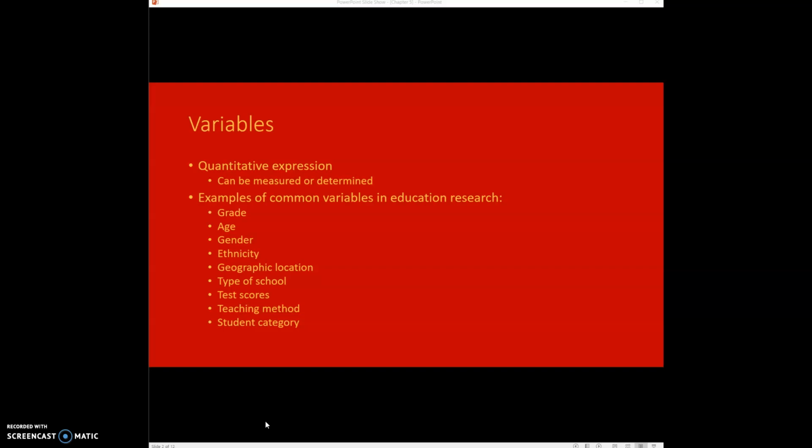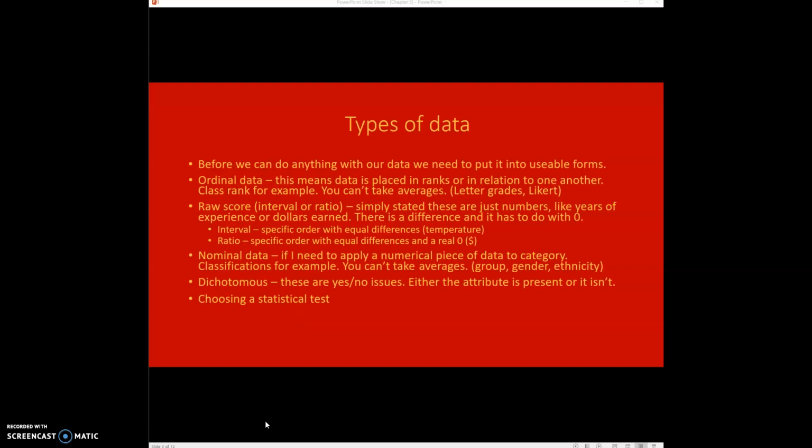All those are variables. What happens is they're not all the same kind of variables. So before we do anything else with our data, we have to put it into usable form. So we're going to go through a few examples of these. Ordinal data means that the data is placed into ranks or in relation to one another. For example, class ranks, letter grades, Likert scales. All those are ordinal data.